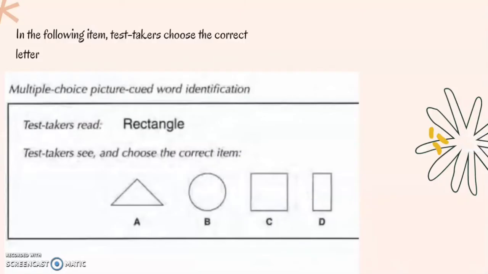The next one is multiple choice picture code word identification. Here, the test taker reads a word or phrase, then chooses one of four pictures that is being described. Like in the example here, the test taker reads "rectangle," then they have to choose the picture that describes the rectangle.